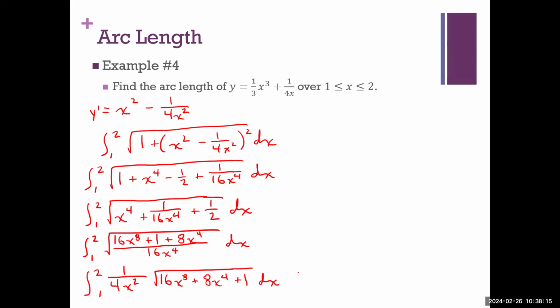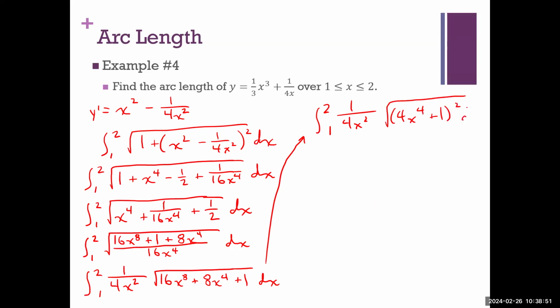So let's look at what's under the radical. Can we factor what's under the radical there? 4x to the 4th plus 1. That's one factor. What's the other? 4x to the 4th plus 1. So it's a perfect square, you're saying? Yeah. Well, that's convenient. Or maybe it's not convenient. So it's the square root of 4x to the 4th plus 1, squared, dx.